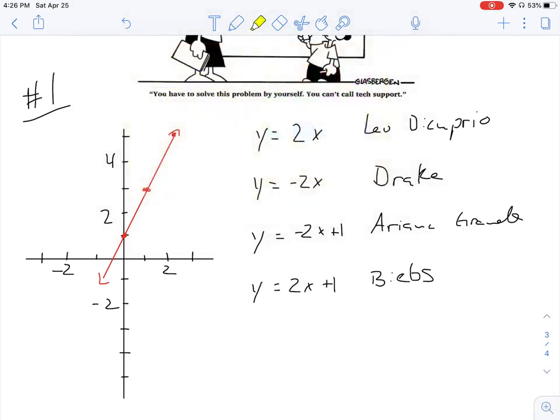So the equation of this line, well, where does it start? My y-intercept is positive 1, so it's either going to be one of these two, and then it is a positive line. It goes up 2 over 1, so the slope is positive 2. So what that means is that the answer is y equals 2x plus 1. And then the corresponding word, in this case, would be Justin Bieber.